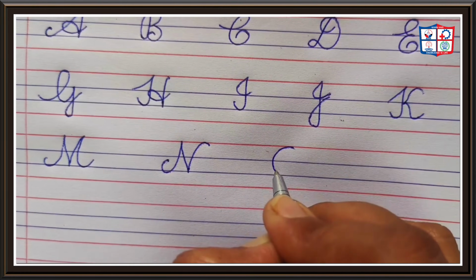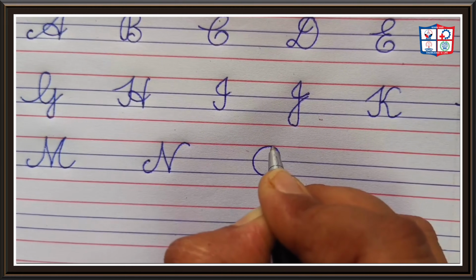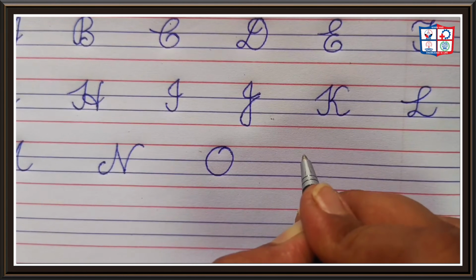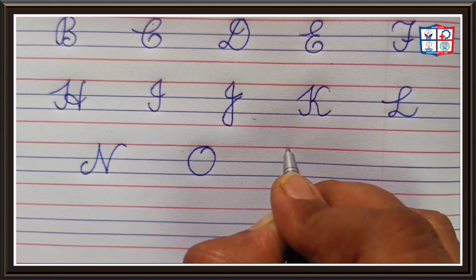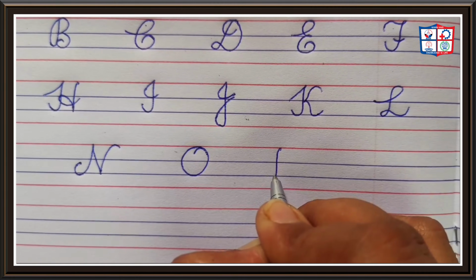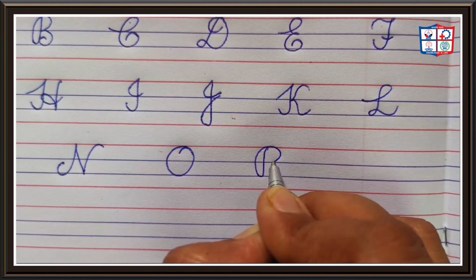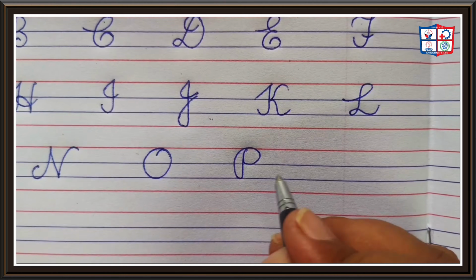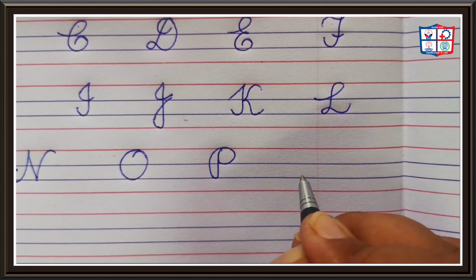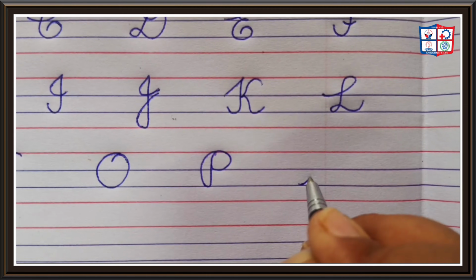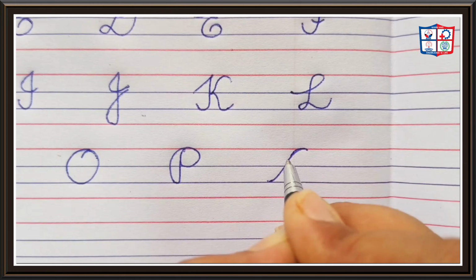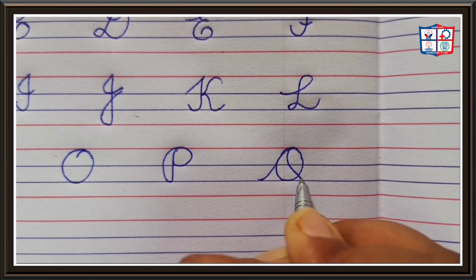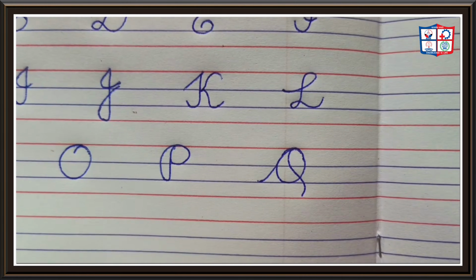O, make a circle and just leave it. O. P, we have to start a straight line from the sky to the grass line and take the first grass line and make a little circle, that is P. Then Q, we have to start a loop from there and touch, make a circle, and in between it we have to start, that is Q.